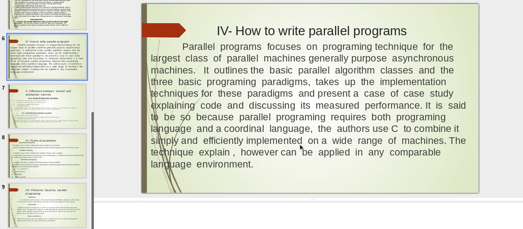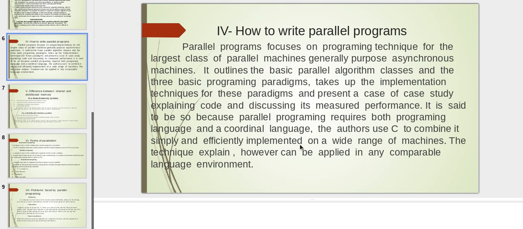Like we said, parallel programming focuses on programming techniques for the largest class of parallel machines, generally purpose asynchronous machines. It outlines the basic parallel algorithm classes and the three basic programming paradigms. It takes up the implementation techniques for these paradigms and presents a case study explaining code and discussing its measured performance. So in our next video, I will show you guys a clear code and a diagram showing you how to write parallel programming.